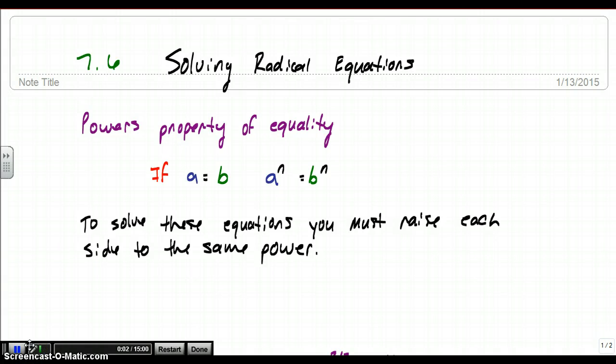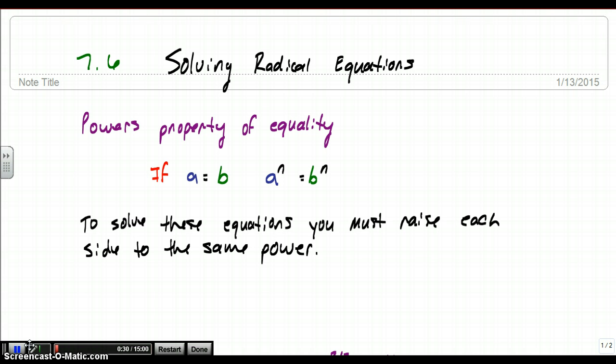7.6 is the last chapter or section in chapter 7, and it deals with solving radical equations. Well, in order to solve these radical equations that you've already seen before, and you've probably used this property before, but you didn't know what it's called, we have to use the powers property of equality. And the reason we never introduced this property before is because it's really common sense. And it says that if A equals B, then A to the n equals B to the n.